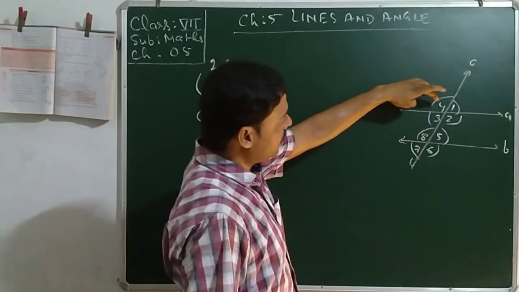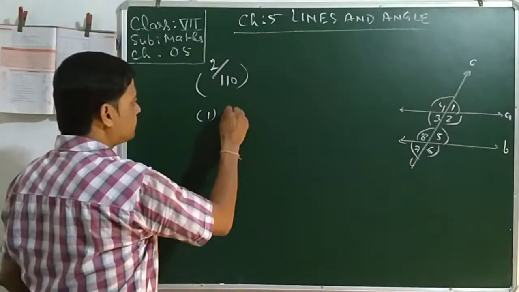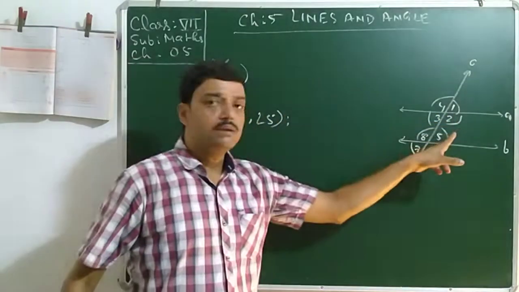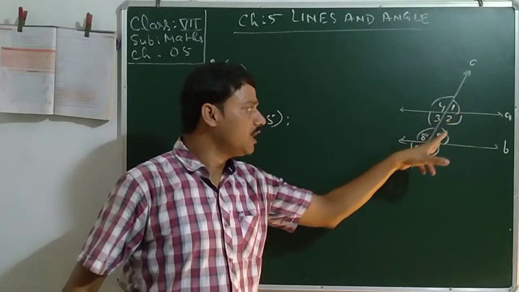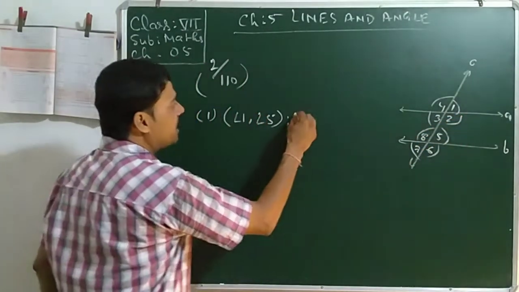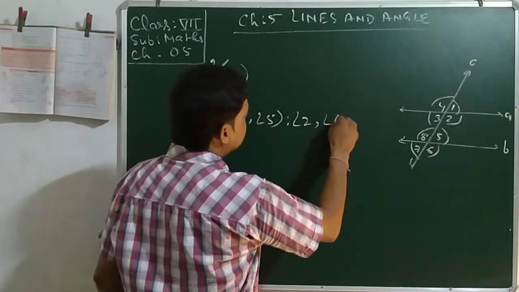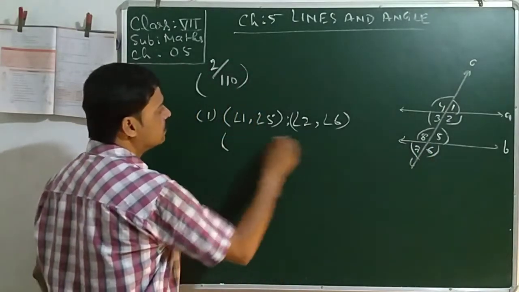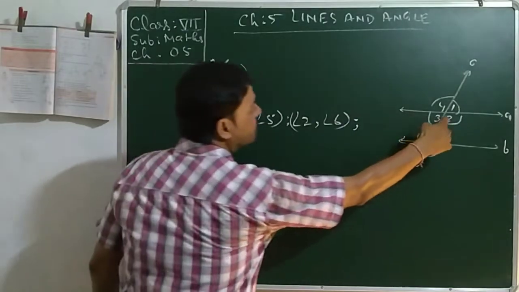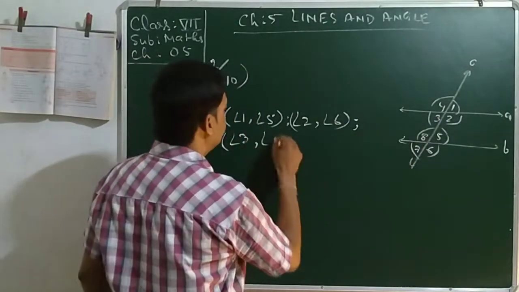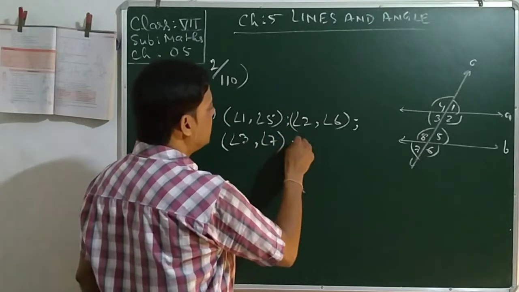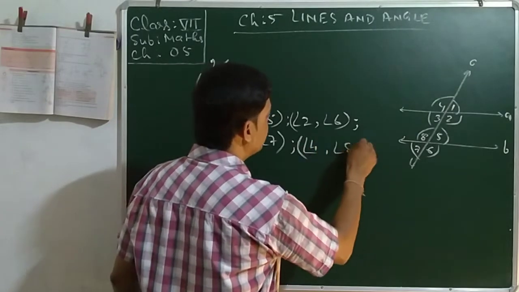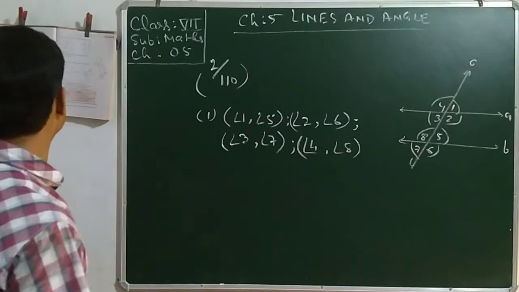See, angle 1 and angle 5. Angle 1 comma angle 5. Another pair after angle 1 is angle 2. Angle 2 corresponding to angle 6. So we will write angle 2 comma angle 6. Go for the third pair, that is angle 3 comma angle 7, and similarly last pair, that is angle 4 comma angle 8. These pairs are corresponding angles.